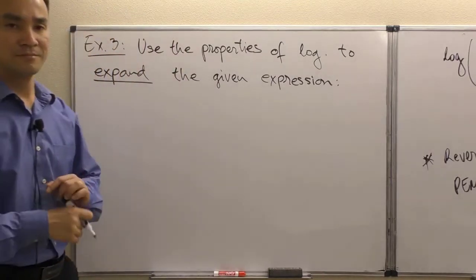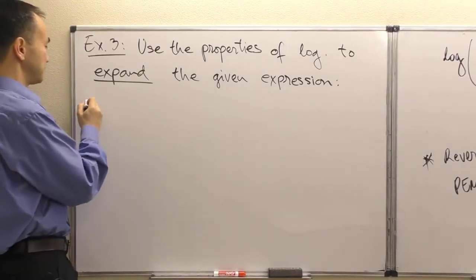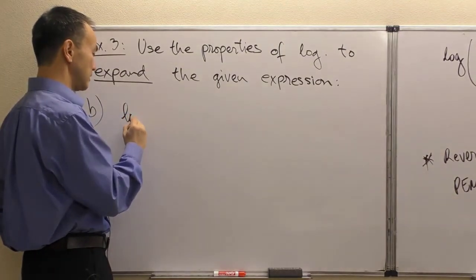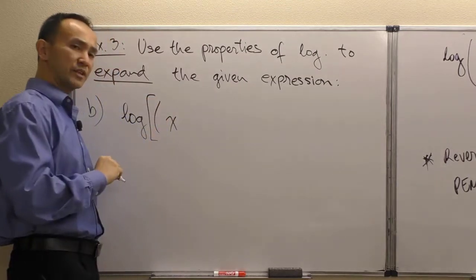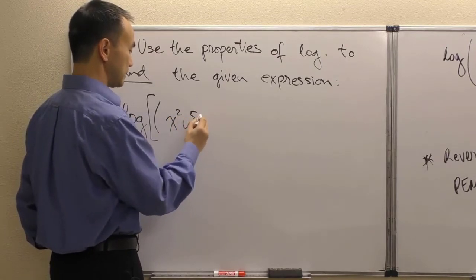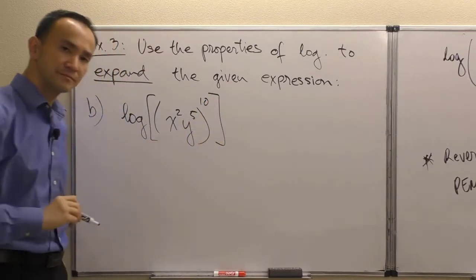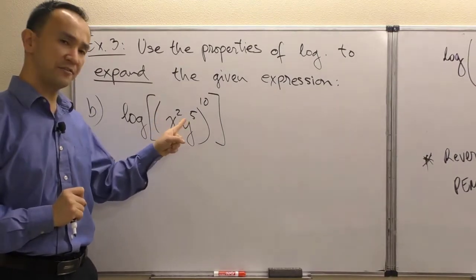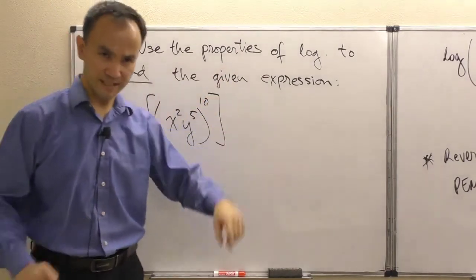All right. This may seem a little scary, but let me call it part B of the example, and I'll produce the following. How about log base 10 of, in brackets, x squared times y to the 5th, and then raised to the 10th power? The product of x squared y to the 5th, in parentheses to a 10th power, and then we take log outside of that.